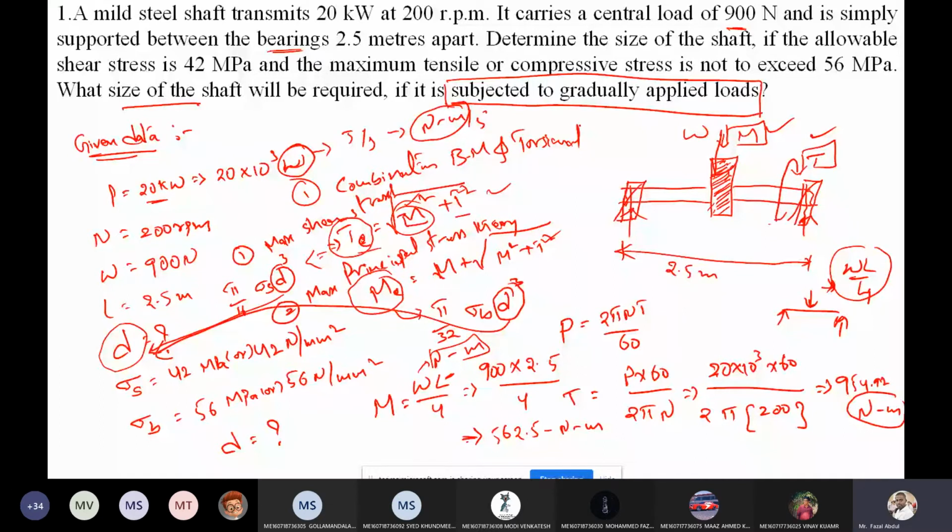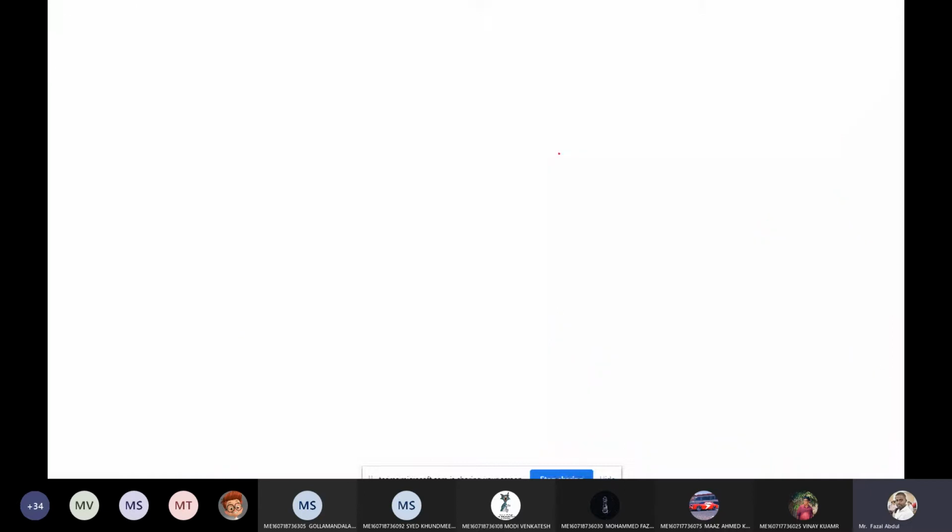So for that, what is the equation? First, according to the shear stress theory, equivalent torque Te equals square root of (Km into m) square plus (Kt into T) whole square.